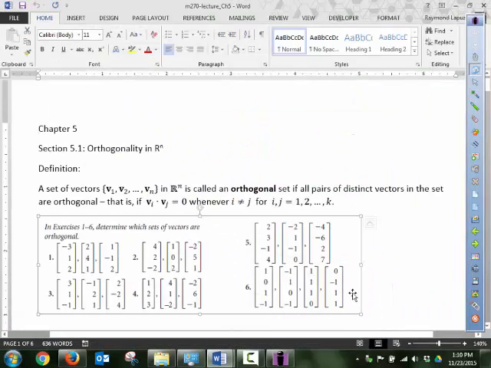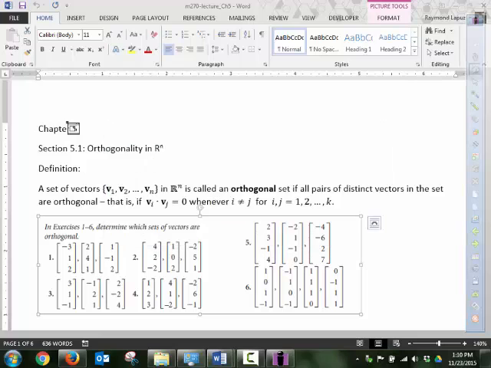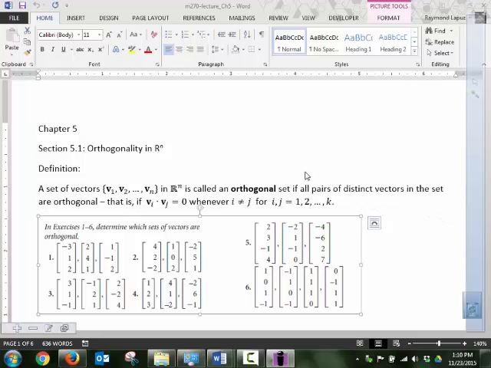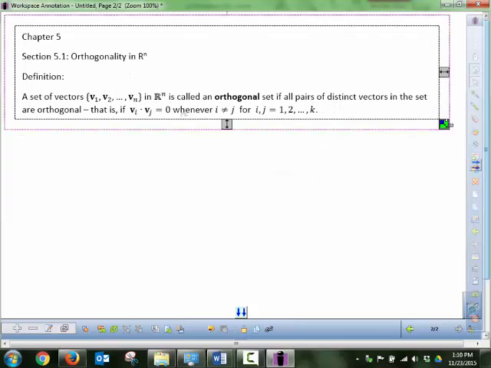And let's get to our first definition, which is orthogonal, which should be pretty clear and obvious.